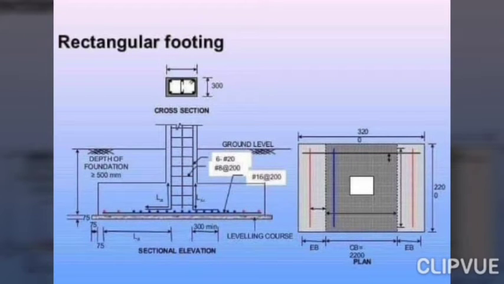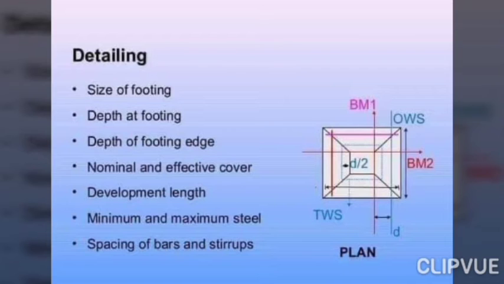A rectangular footing. In the given diagram we can see the sectional elevation, the cross section and the plan of a rectangular footing from a top view. The depth of foundation, the ground level and the leveling codes are being mentioned clearly. The detailing is being done. The size of footing, the depth of footing, the depth of footing edge, the nominal and effective cover, the development length, the minimum and maximum steel used, and the spacing of bars and stirrups.